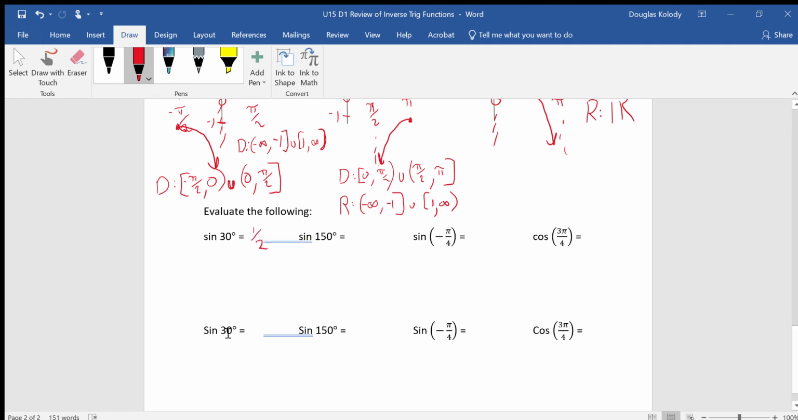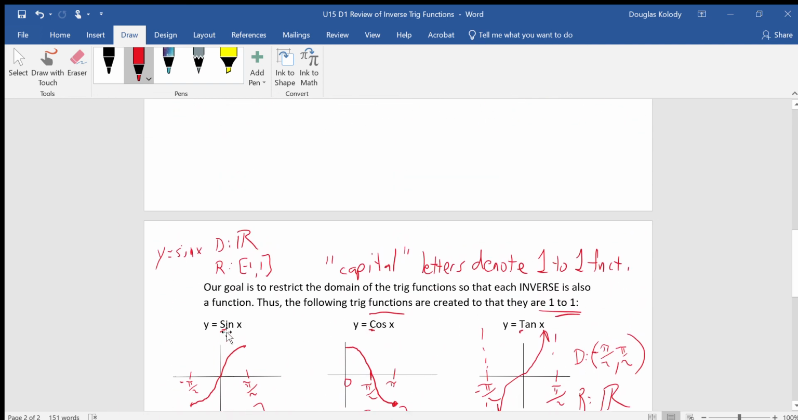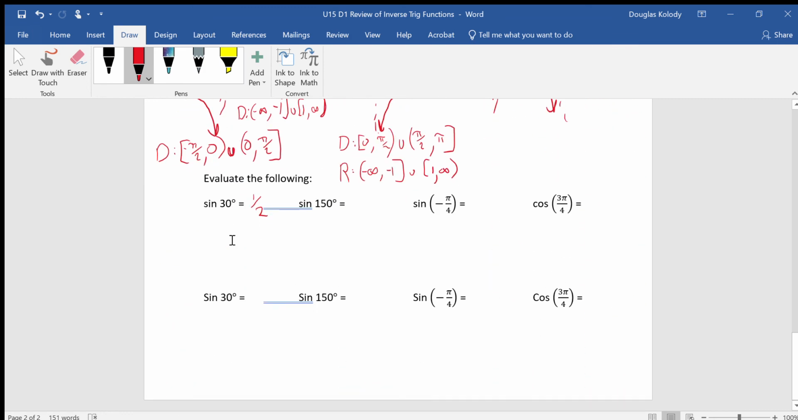Restricted sine of 30, capital sine 30 I'm going to call it. Well, is 30 degrees within our range? Yes, 30 degrees is pi over 6. Is pi over 6 in this interval? It is. So, guess what? Same darn answer. Now here's where things get a little dicey.